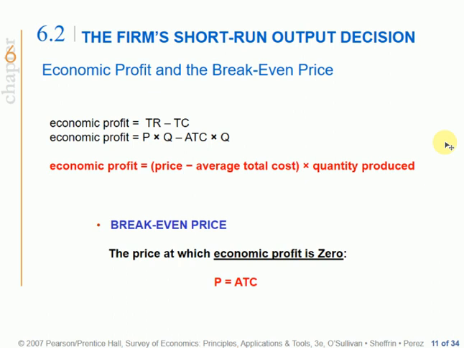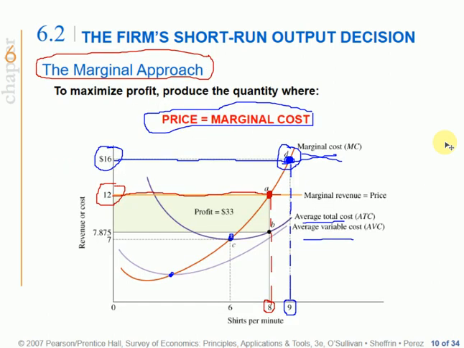However, this is not enough for us. The fact that we know, for example, that when the price is equal to 16, the firm maximizes its profit by producing 9. It is true that when the firm produces 9, its profit is maximum. This is true. But we don't know whether the firm is losing or earning positive profit. And this is fundamental.